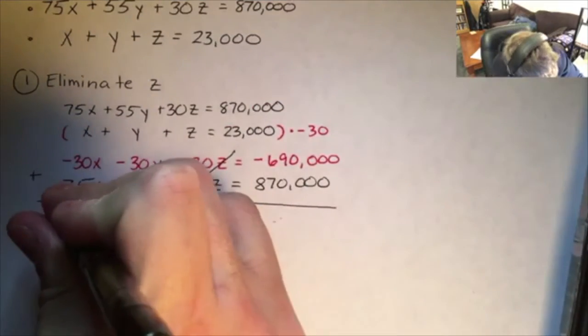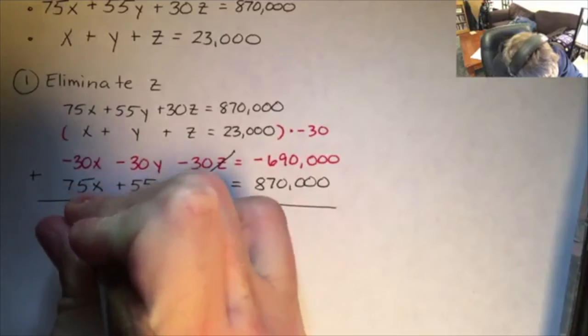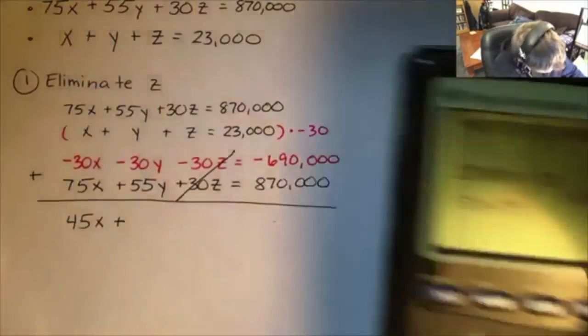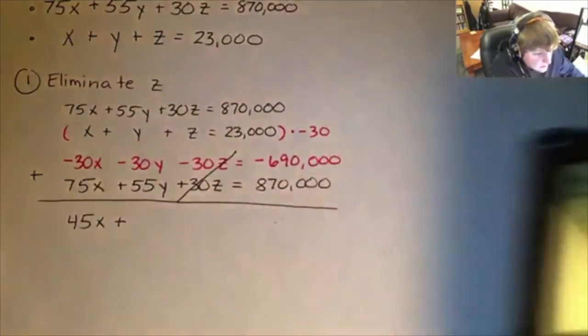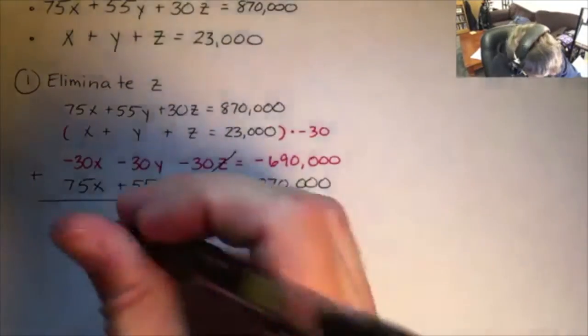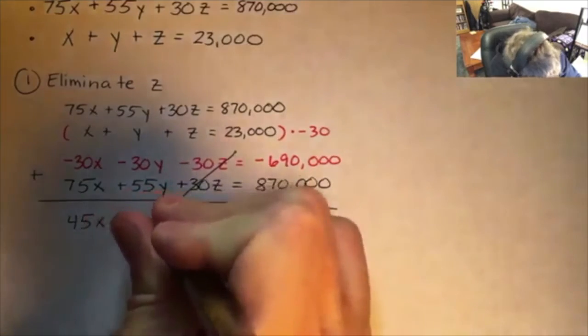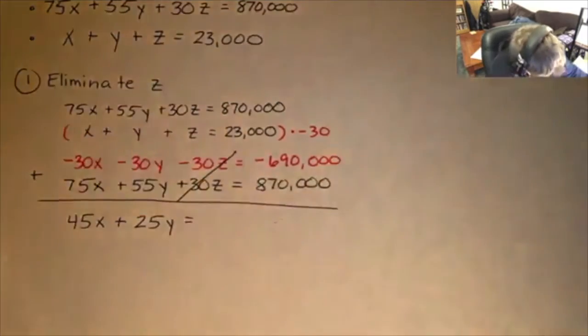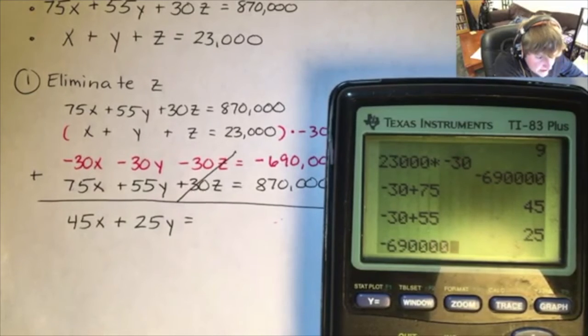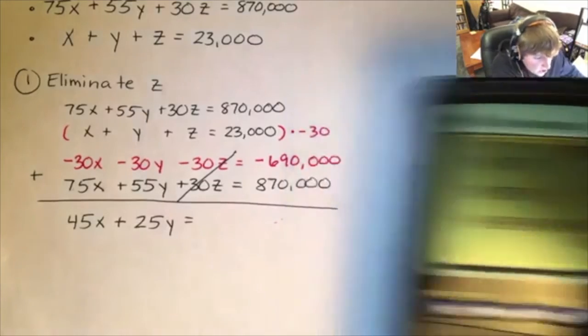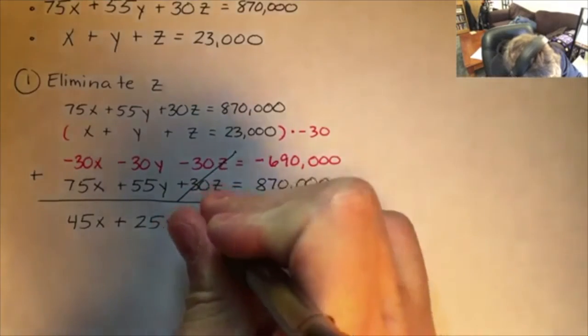Okay, so this is 45x plus, well, we can do the same thing. Negative 30 plus 55 is 25. 25y is equal to, and then negative 690,000 plus 870,000. That is 180,000. Okay.